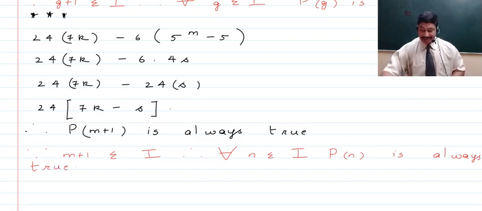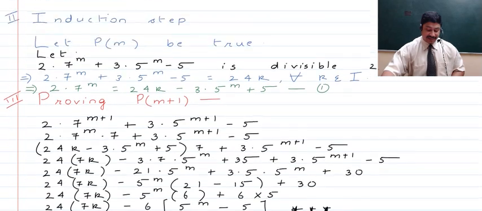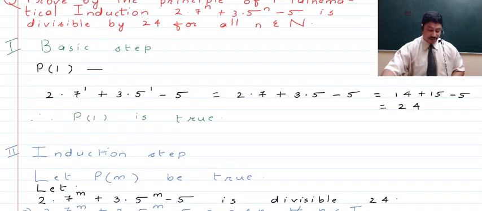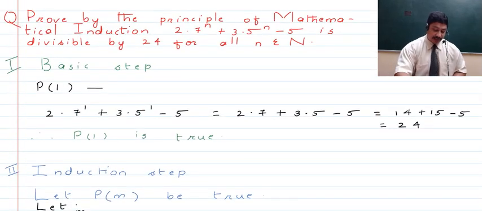Now I'll just quickly explain this all over so that if there is any doubt which is withstanding, all of that gets removed. Now in this question, guys, we've been given that we have to prove a mathematical statement by using the principle of mathematical induction, and that statement is 2 times 7 raised to the power n plus 3 times 5 raised to the power n minus 5 is divisible by 24 for all n an element of natural numbers.